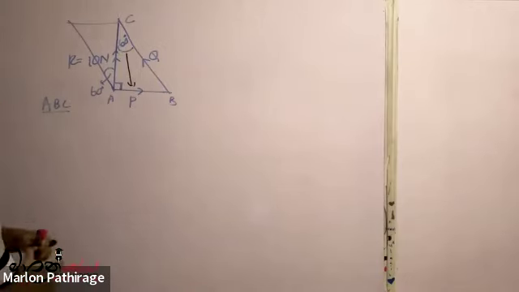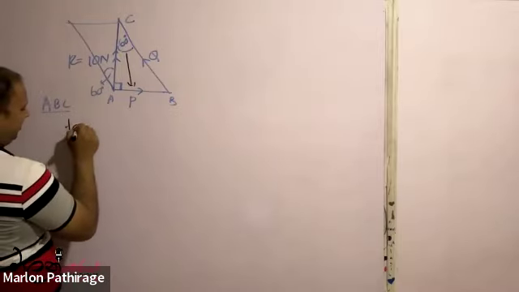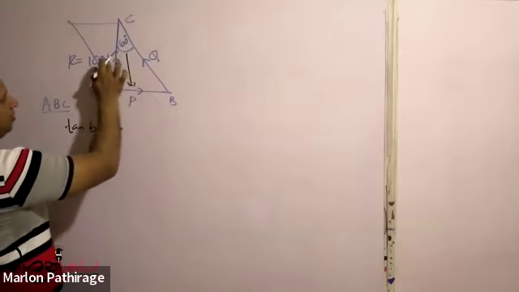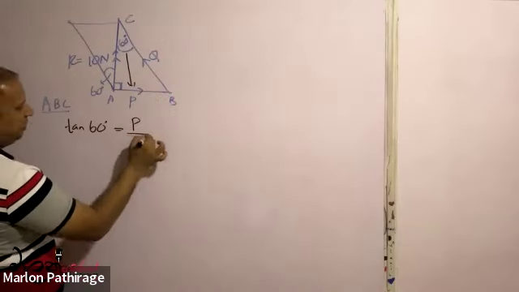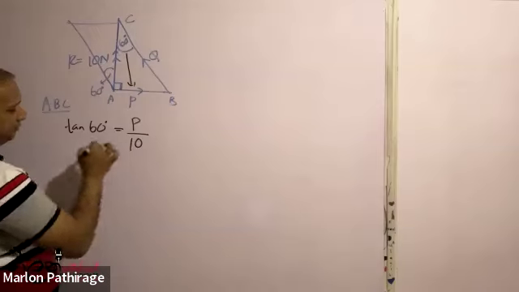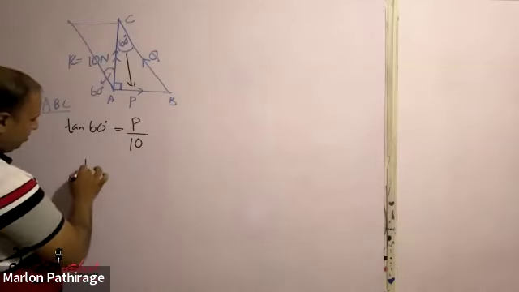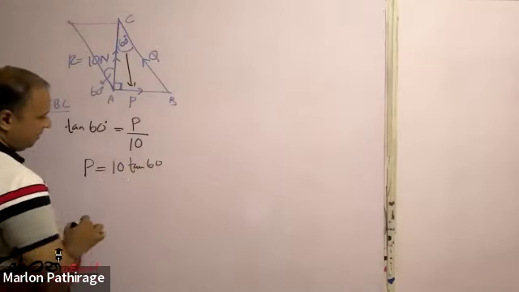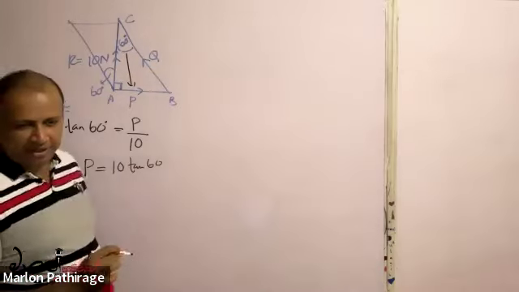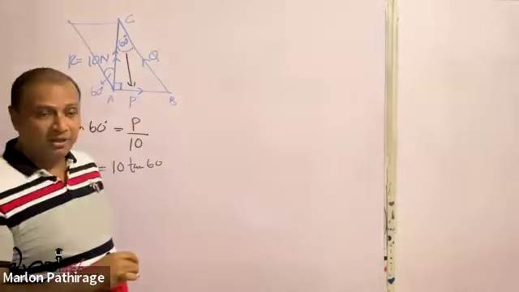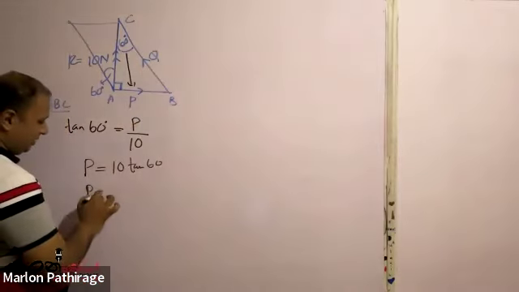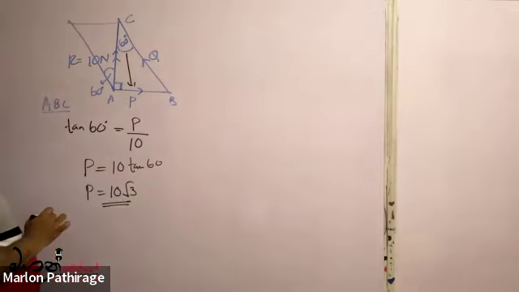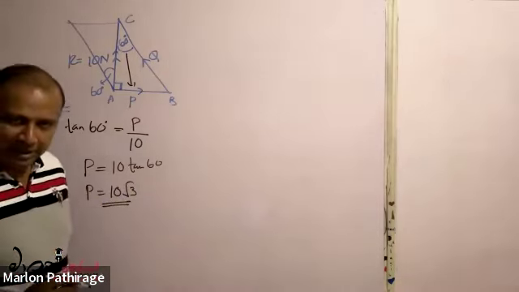අපි දාමු tan 60. ඒ මේක මම දන්නවා. Tan 60 is equal to opposite side over adjacent side. Opposite side is P, adjacent side is 10. Then P means 10 tan 60. Tan 60 means root 3. Therefore, P is equal to 10 root 3. Okay.